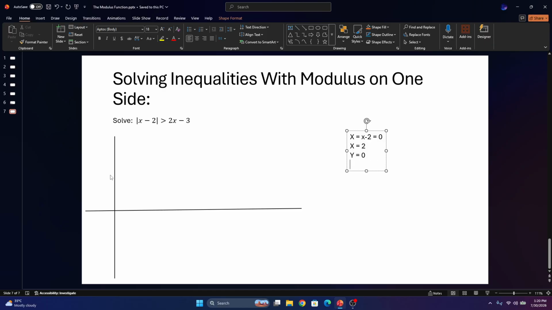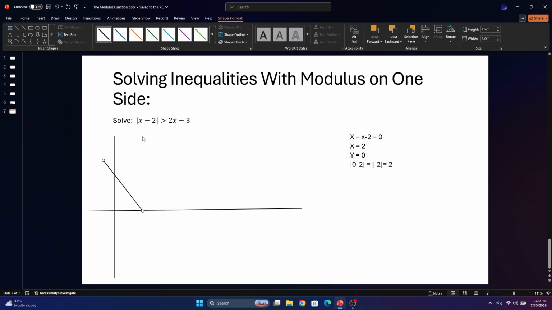Now we need to find the coordinates of the y-intercept. To do that, we take the modulus of x minus 2 and replace the x with 0. So 0 minus 2 is the modulus of minus 2, which is just 2 itself. Now we know all the things we need to sketch this graph. It's just going to intersect around here, like this. And we're just going to mirror it on the other side, as we discussed, like this.